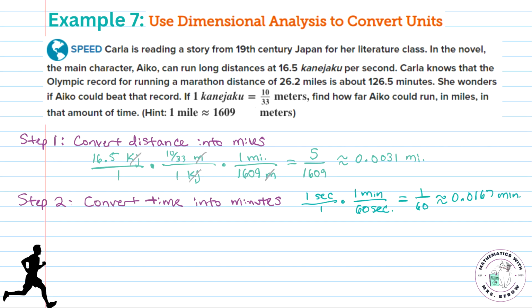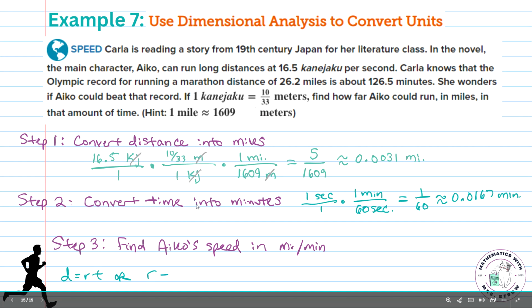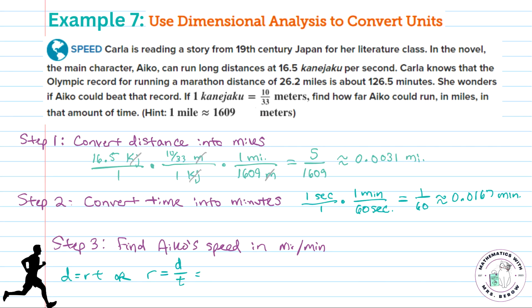So what we're going to do next, step 3, we're going to find a.k.a.'s speed in miles per minute. So distance equals rate multiplied by time, or rate is equal to, solving this equation for r, rate is equal to the distance divided by time. And so we're going to take the distance that we came up with in step 1, divide it by the time in step 2, and we end up with 0.1856. And again, this is a rate of miles per minute.